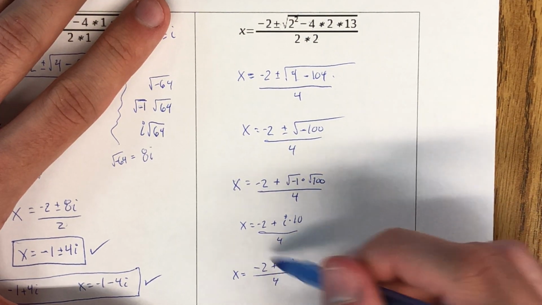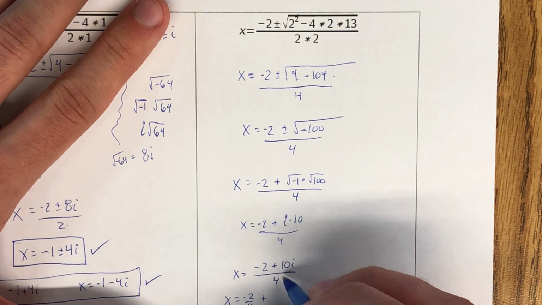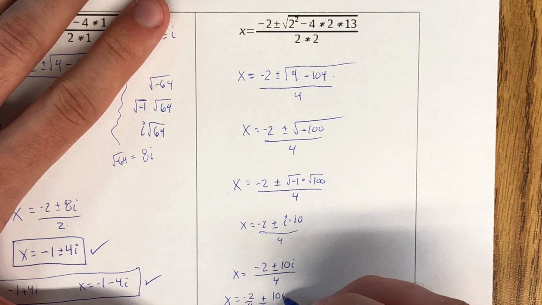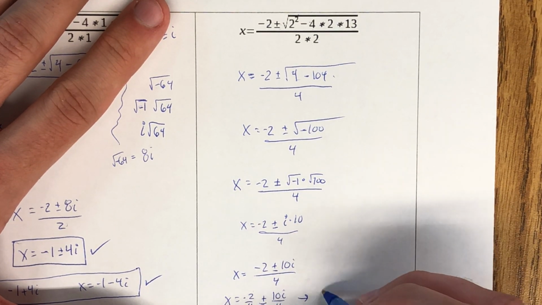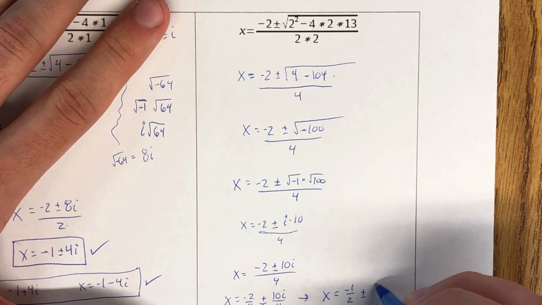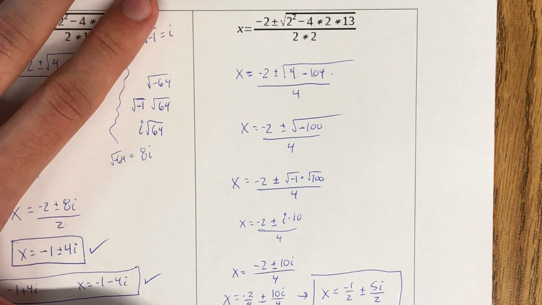And we can simplify these a little bit, so let's separate into negative 2 over 4. Sorry, I'm losing my plus or minus here. Plus or minus 10i over 4, which we can simplify dividing top and bottom by 2 for each. So that would be negative 1/2 plus or minus 5i over 2, like so. And there you have it.